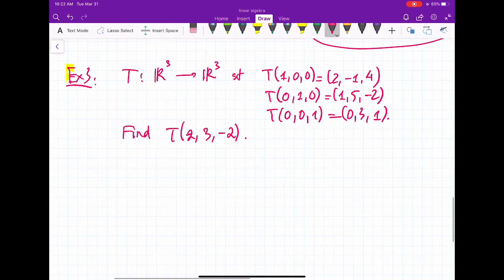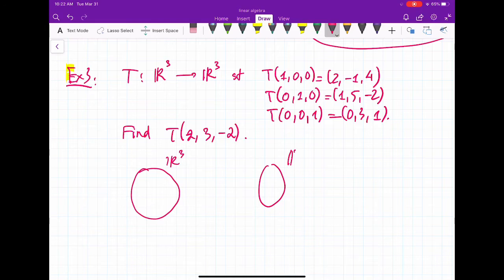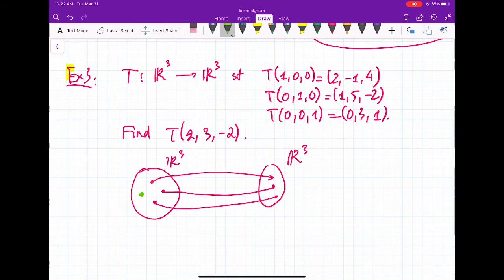If you look at this picture, we have R3 in here. You have 3 points, so you have the image of 3 vectors, right? You know this one, this one, this one, and they give you another point right here. They ask you to find the image of this. So that is the whole picture.